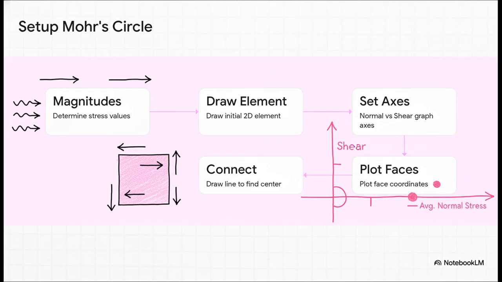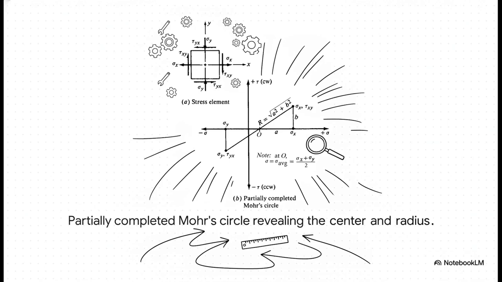Where that line crosses your horizontal axis, boom, that is the dead center of your circle, and it represents the average normal stress. When you plot those 2 points and connect them with that line passing through the center, it actually creates a little right triangle. And thanks to our old friend the Pythagorean theorem, the hypotenuse of that triangle is the exact radius of the circle.